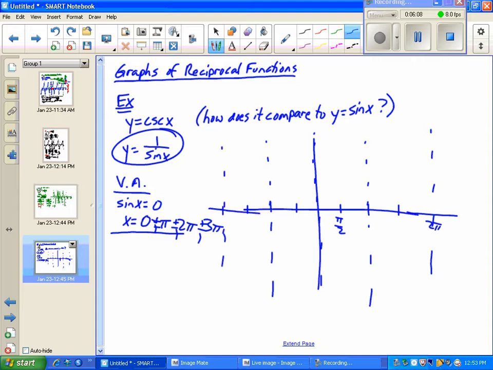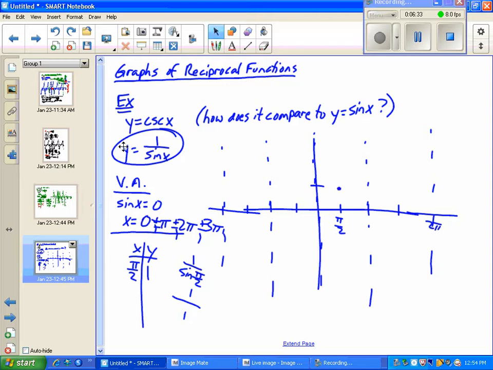And then we just pick some points, right? So let's plug some points in now. We're not going to plug in 0 because we know it's undefined there. How about the old pi halves, right? So 1 over the sine of pi halves. Of course, our sine of pi halves there is 1. So pi halves comma 1, right? Plug in some other points. It would take forever on this, but let's take a look at the graph on the calculator.